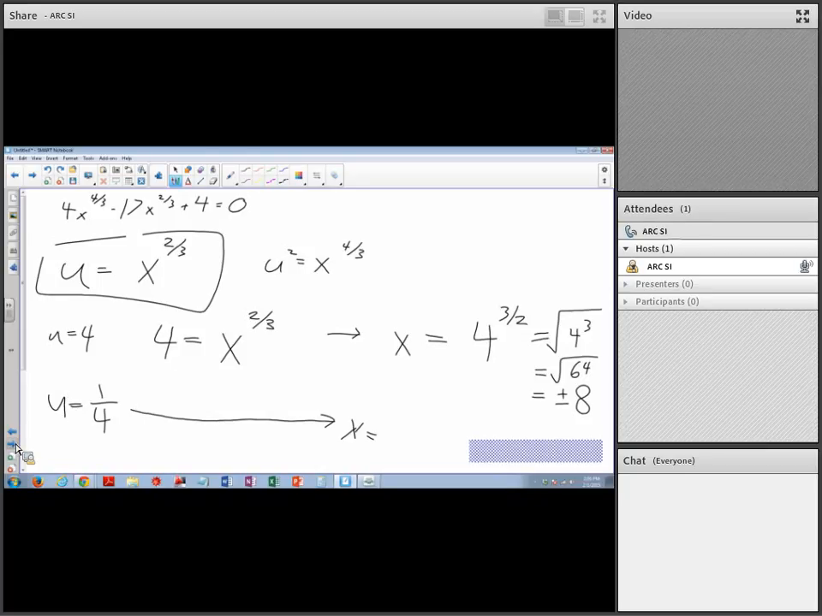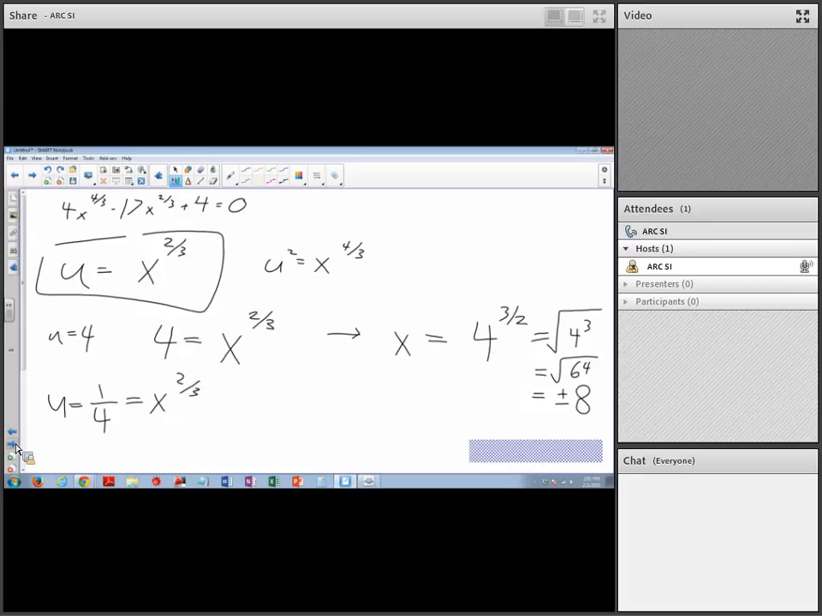Okay. So 1/4 equals 2 to the third power. Okay. No. Because u equals 1/4, doesn't it? So if u is equal to 2/3, x to the 2/3 power. Yeah. Okay. Then yes. I misunderstood you. So this is 1/4 equals x to the 2/3 power.